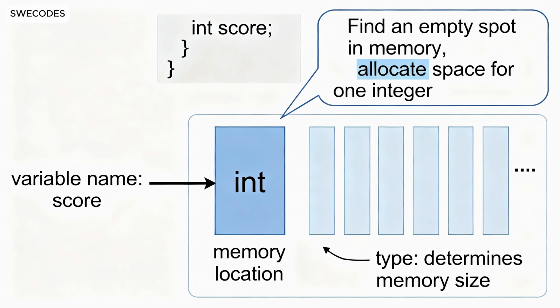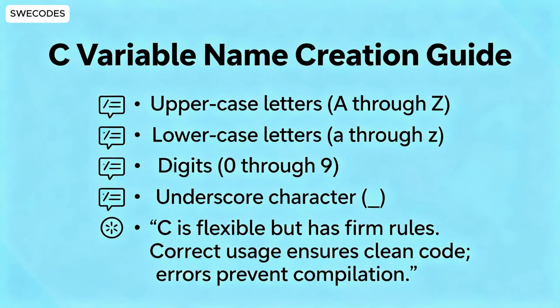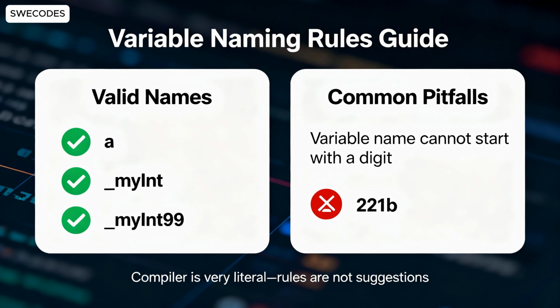So, how do we create these names? C is flexible, but it has firm rules. Get this right, and your code is clean. Get it wrong, and it won't even compile. Here's what you can use: uppercase letters A through Z, lowercase letters a through z, digits 0 through 9, and the underscore character. Those are your only building blocks. So names like A_mient or _mient99 are all perfectly valid.